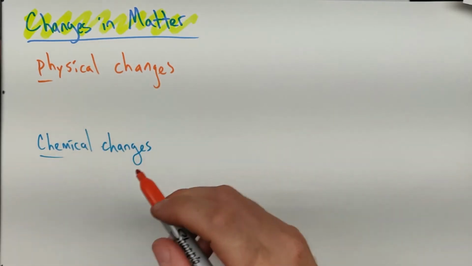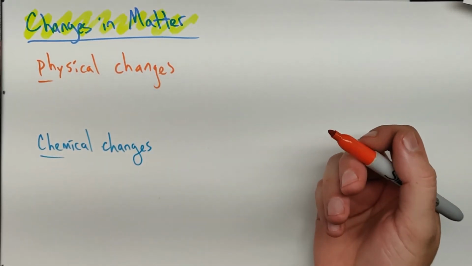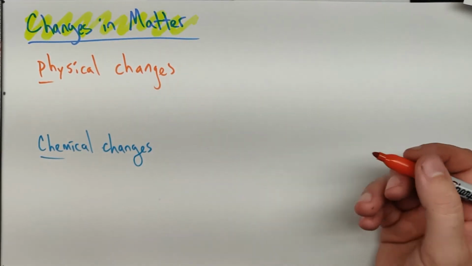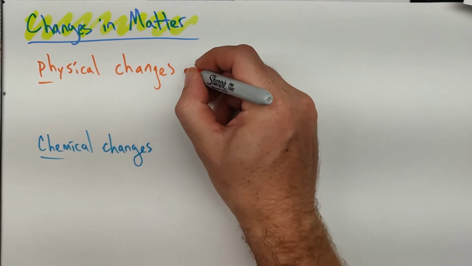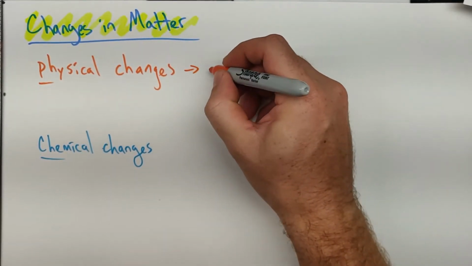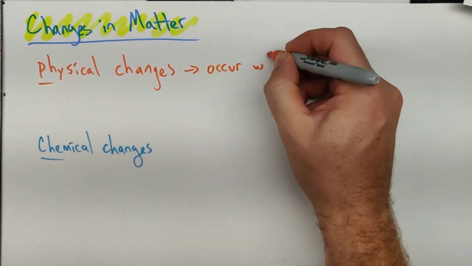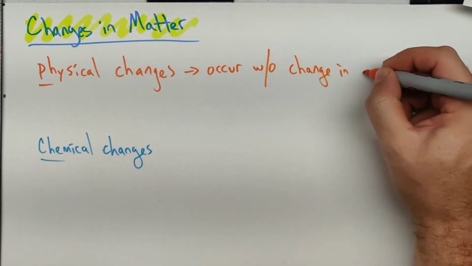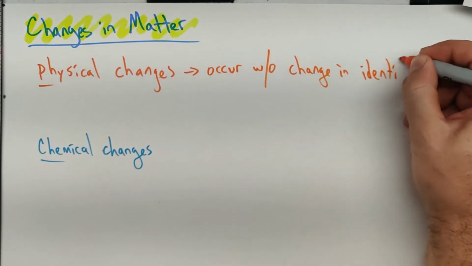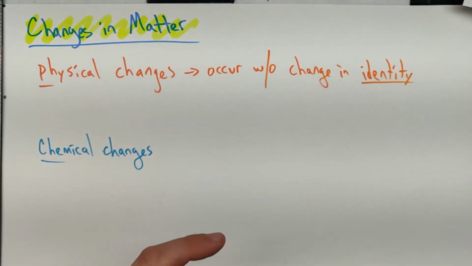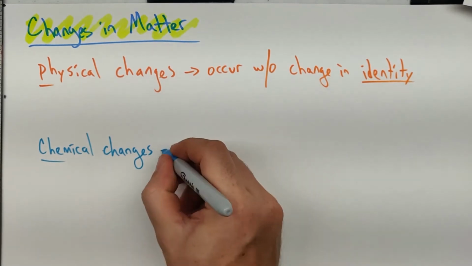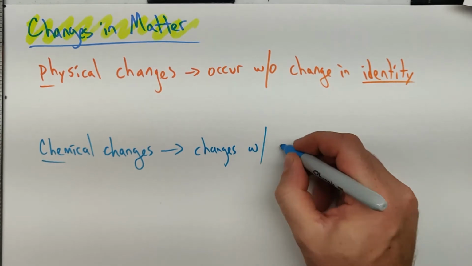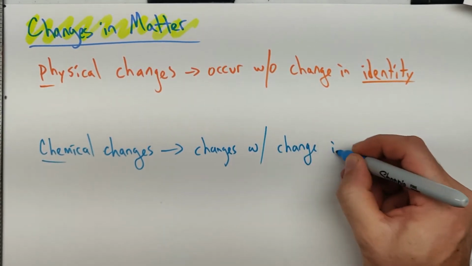So we had said physical properties may be observed without changing the identity of a sample. So physical changes are changes that occur without a change in identity. All right. So these occur without a change in the identity. And we'll describe that term a little clearer as we look at chemical changes. We have these changes with a change in identity.